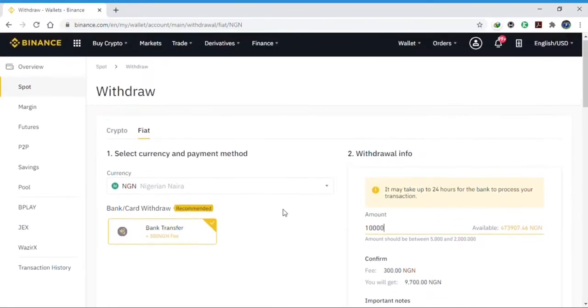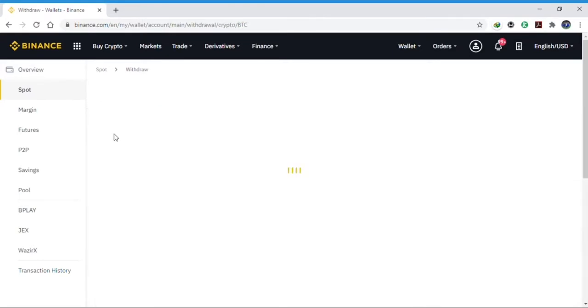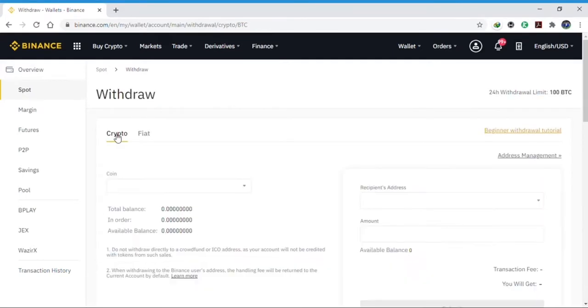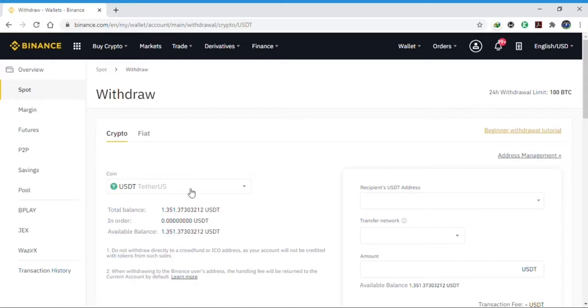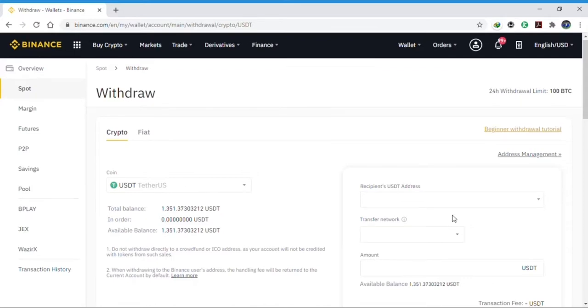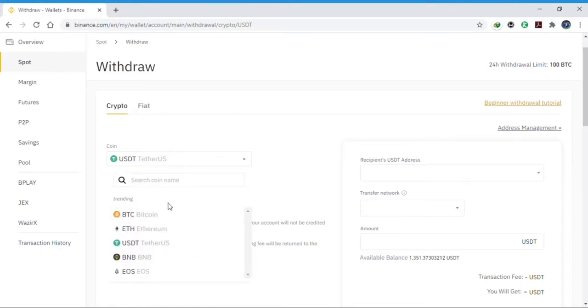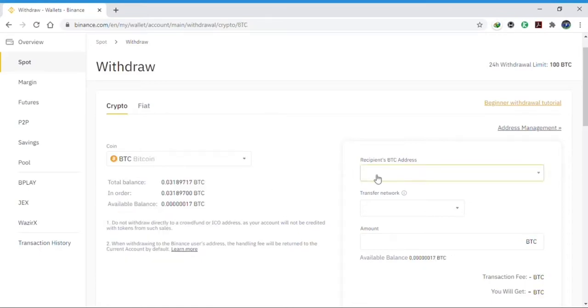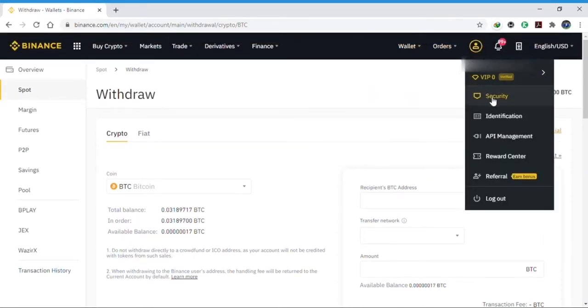So you've seen how you can deposit on Binance and withdraw on Binance. It's very easy, three or four clicks, you're done. The same applies to cryptocurrency. You can deposit, trade, and withdraw in any cryptocurrency you wish. I think it has over 100 cryptocurrencies you can trade. With Bitcoin, you just put your address and do everything.